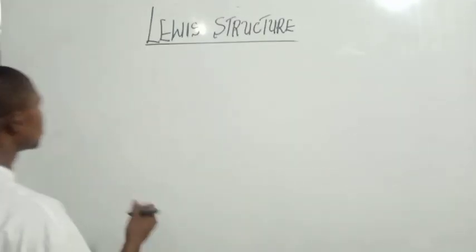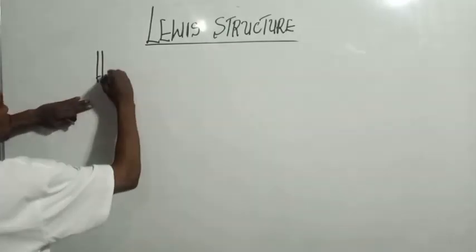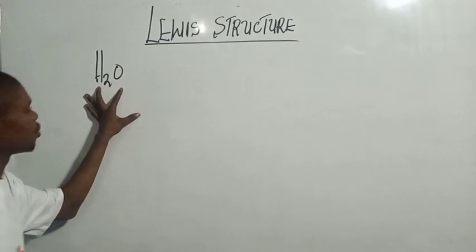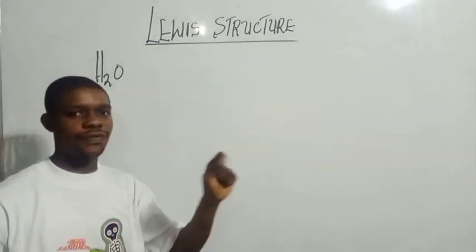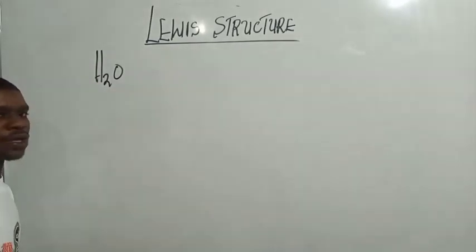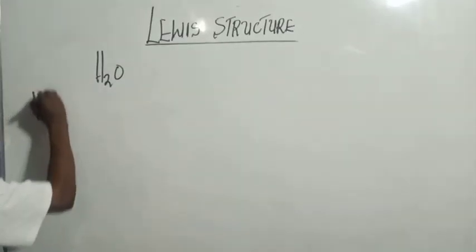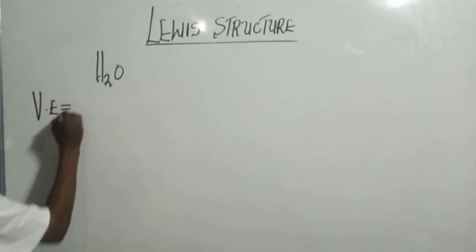So I'm going to use H2O. I'm going to pick it step by step so that I can start teaching you this. If they should ask me how to draw the Lewis structure for water, H2O, how do you do that? It's very easy. Therefore, calculate the total valence electrons.